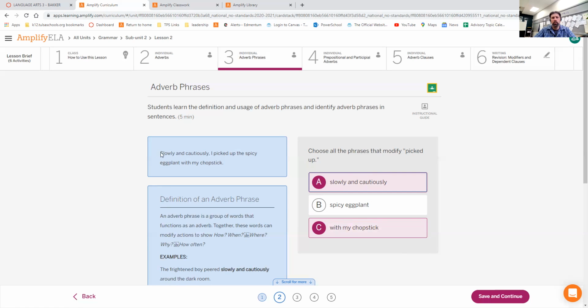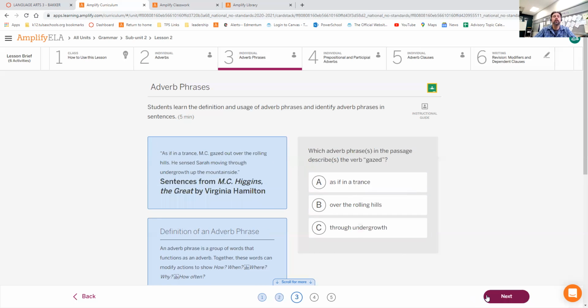Again, look how much more information we have. If you just said, I picked up the eggplant, I wouldn't know very much, right? But if I said slowly and cautiously, I picked up the spicy eggplant with my chopstick, I have a whole image in my head now, right? I can see the person with the chopsticks, carefully grabbing it. That's why we like adverbs. They give us so much more precision.